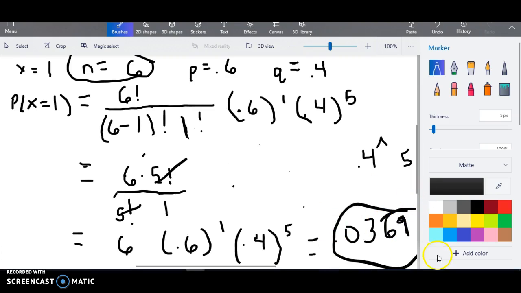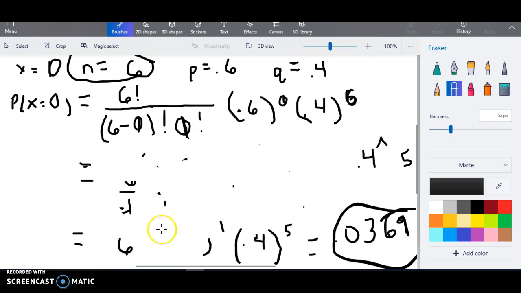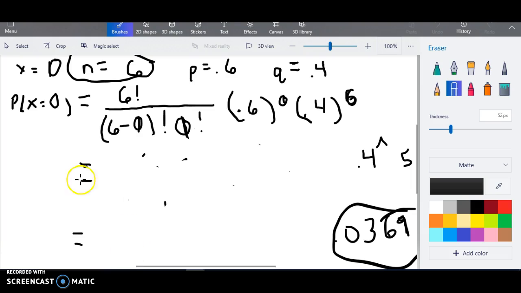Okay, so we're going to add that in a minute to our probability of x equaling 0. So we're going to change x to 0. So everywhere you see a 1, you're going to change the 1 to a 0. So now 0 plus what equals 6? This has to change to a 6. And now we're going to work it out again. Now I'm not going to erase the 0.0369 because we know that's the probability of x equaling 1.